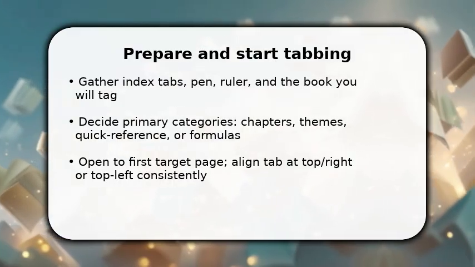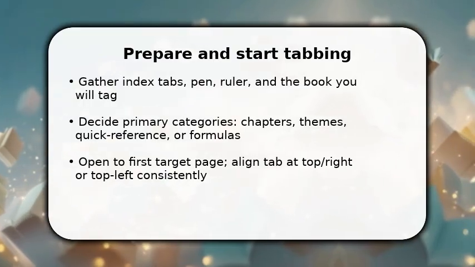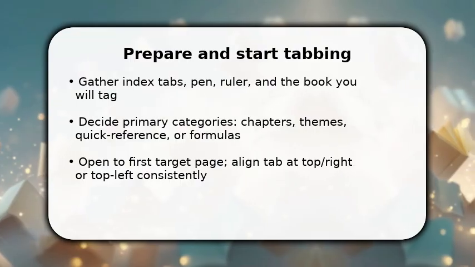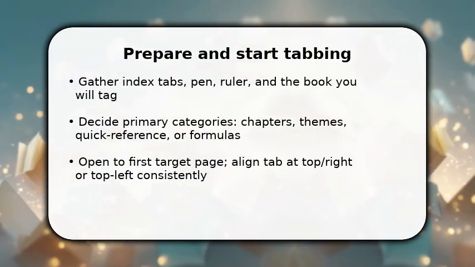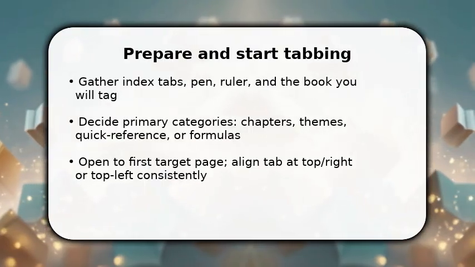Align the tab flush with the page edge so it reads when the book is closed. Label the tab with a short, clear word or abbreviation. Make sure your handwriting and placement are consistent. Consistency is what makes tabs fast to scan later.